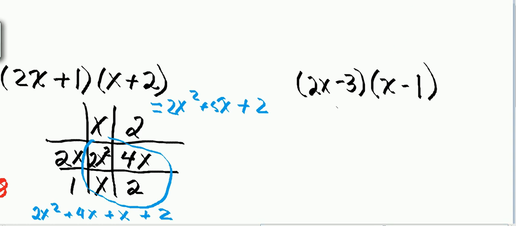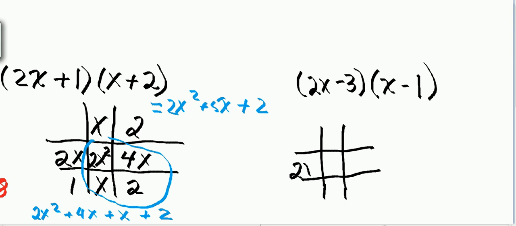I create my lattice, and I plug in my two polynomials. This one I'll put in vertically: 2x and negative 3. Again, don't forget the negative sign. And I have x and negative 1.